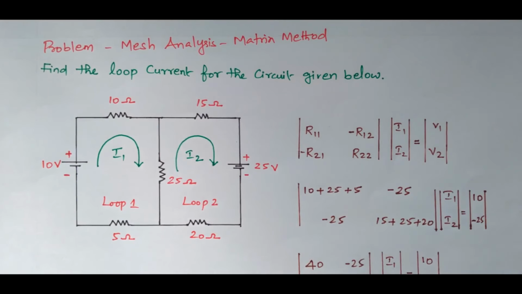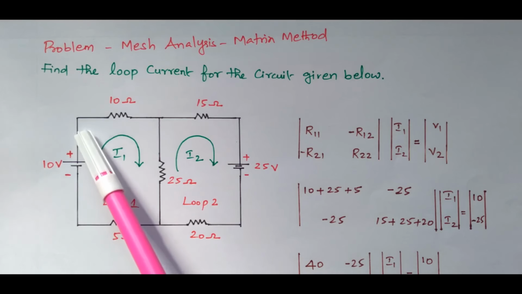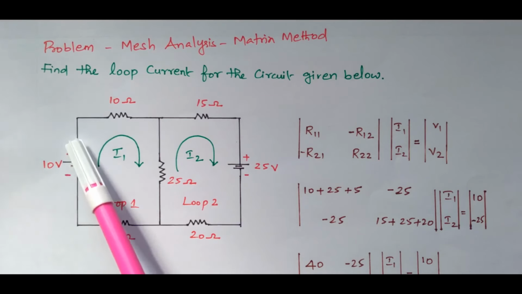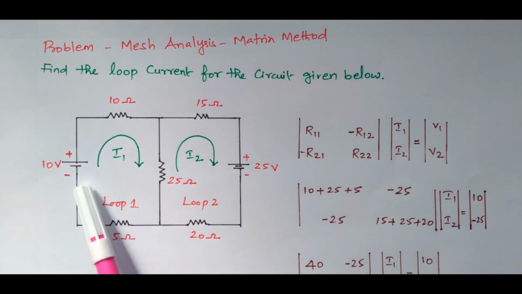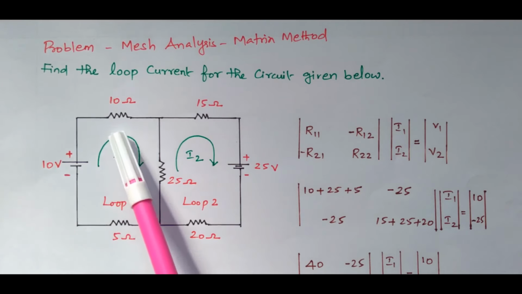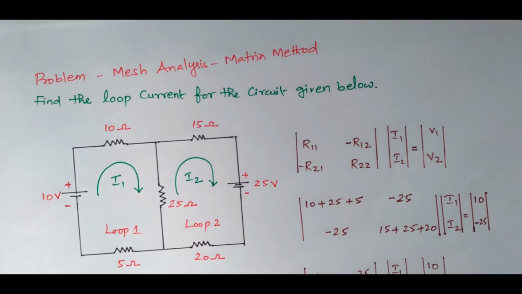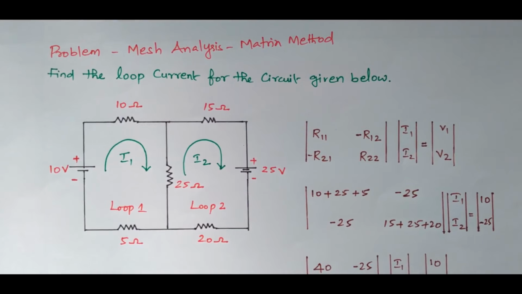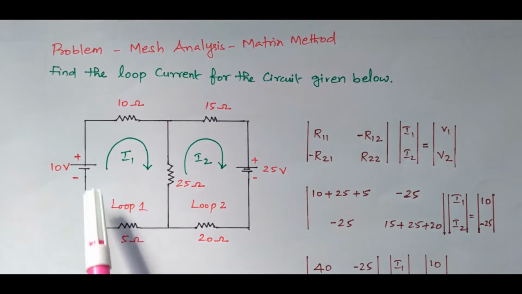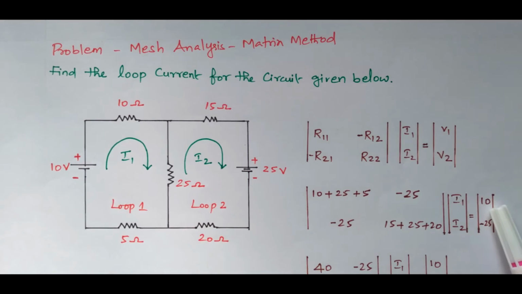What is the voltage? 10 volt. In loop 1 we have 10 volt. See the current direction. It is flowing in the clockwise direction. Here it is going from down to up, from negative potential to positive potential, so potential rise. The current is flowing in an upward direction, from negative to positive. So we can take plus 10.